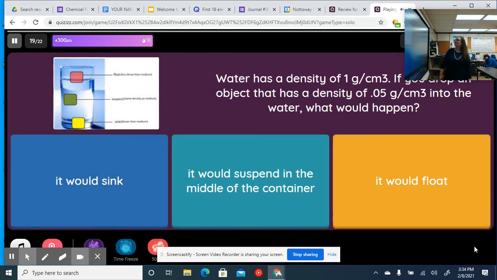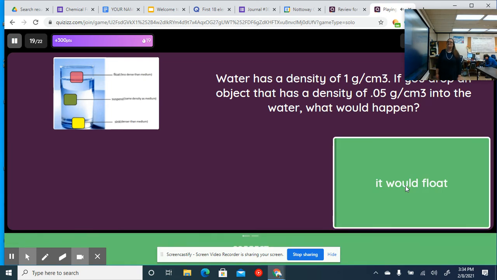Water has a density of 1 gram per centimeter cubed. If you drop an object in that has a density of 0.05 grams per centimeter cubed, what's going to happen? So again, look at the picture. It's going to float if it's less dense than the medium. So it would float.